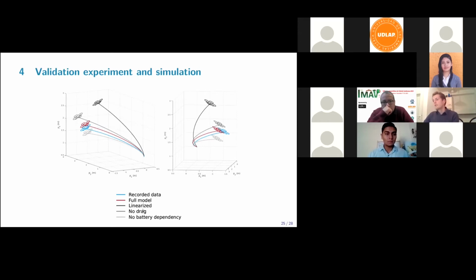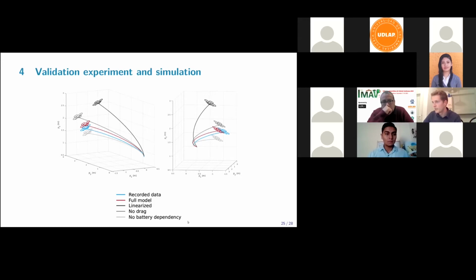If we neglect the drag, then even for this very short response, because this is only 1.5 seconds starting from standstill, even then the no drag approximation ends up too far ahead because it neglects the counteracting force.